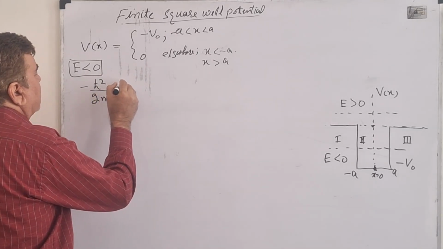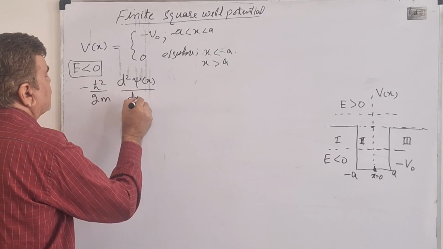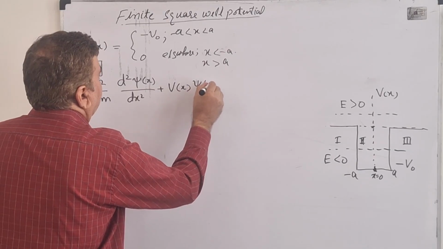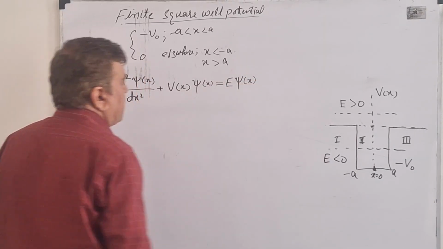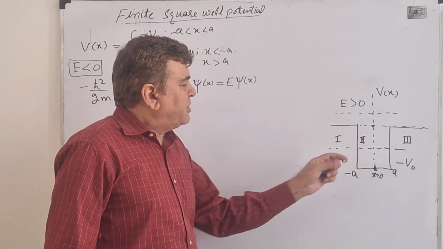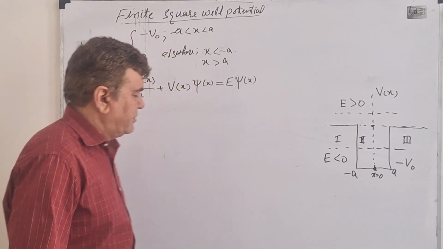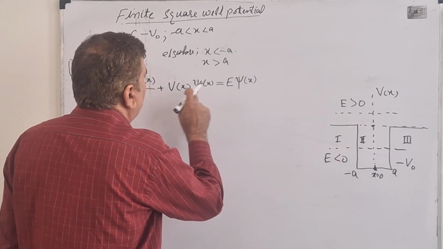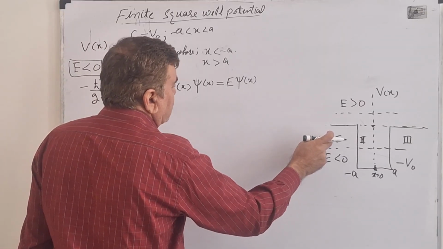And we know that the Schrodinger wave equation is given by minus h bar squared over 2m, d squared psi of x over dx squared, plus V of x psi of x equals E psi of x. Now I want to use the form of the potential to solve the Schrodinger wave equation for the first region, second, and third. I begin by solving it for the first region. In the first region, E is negative, and V is 0 from these conditions we see. I represent the wave function with subscript 1.